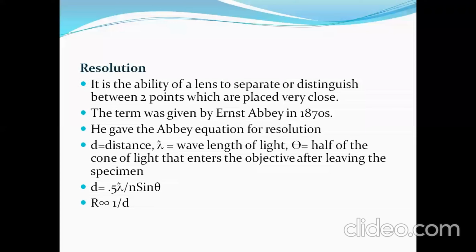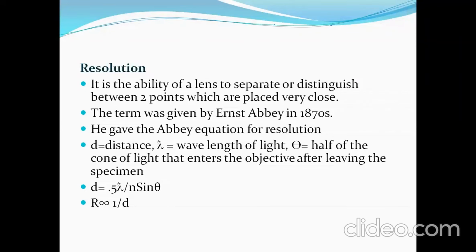Okay, suppose if we give an example, if we are dealing with a microscope which can separate 2 points which are 0.2 millimeter apart, and another microscope which can separate only 2 millimeter apart. So obviously we can say that the first one, which can separate points 0.2 millimeter apart, has the better resolution. And obviously that microscope is better than the latter one. Okay, so as the distance becomes smaller, the resolution of the microscope is increasing.